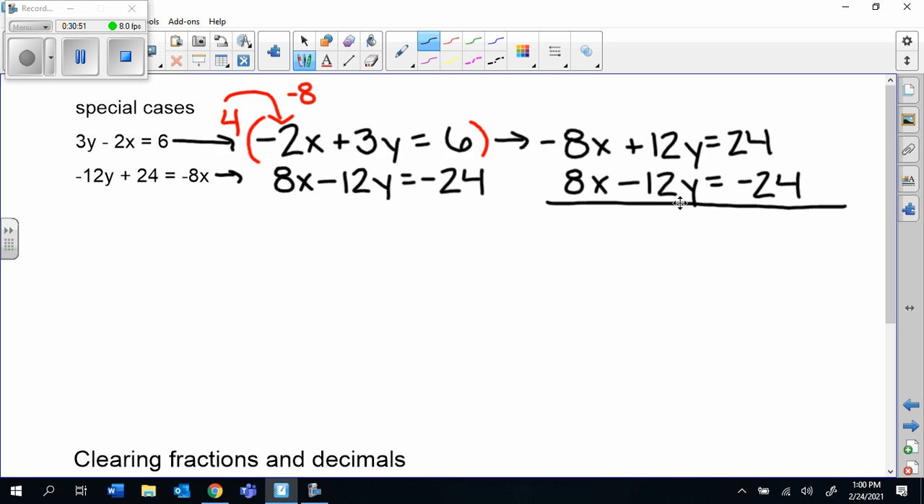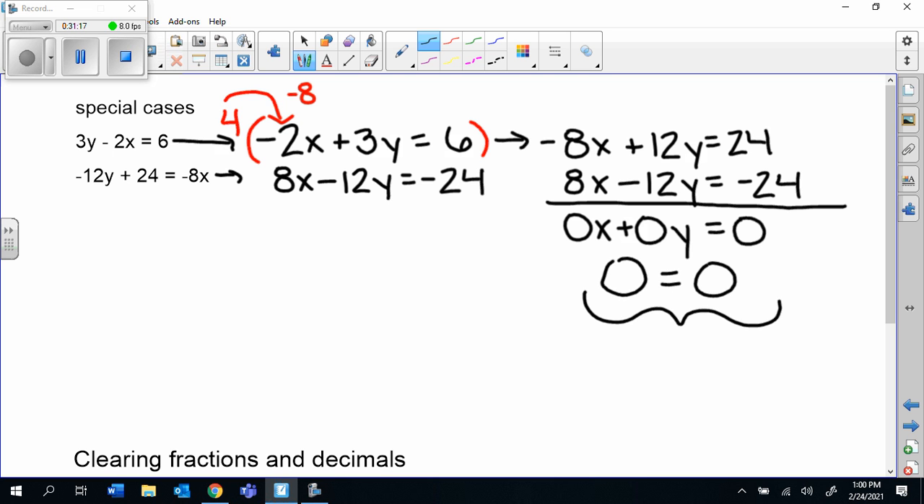Fabulous. Exactly what I wanted to happen will happen as I add these columns. -8x plus 8x, that goes away. 0 x's. 0 y's here. Positive or negative, doesn't really even matter. And 24, take away 24 is 0 there. So I end up with 0 equals 0, which isn't so important that it's 0. It's important that it's true.